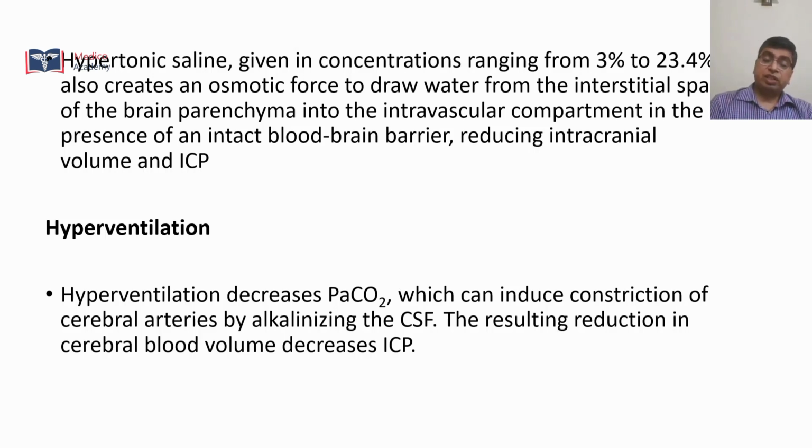If we are ventilating the patient, we should hyperventilate, decreasing the partial pressure of carbon dioxide, which causes constriction of cerebral arteries by alkalizing the CSF. This results in reduction in cerebral blood volume and decreasing the intracranial pressure.